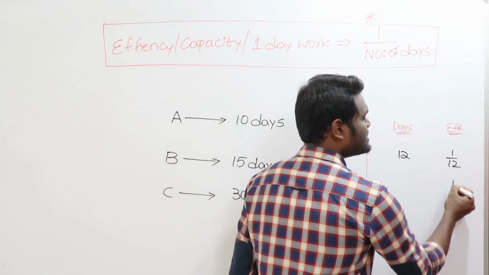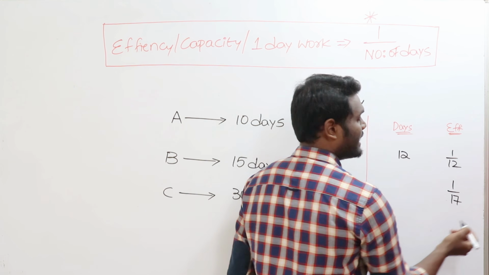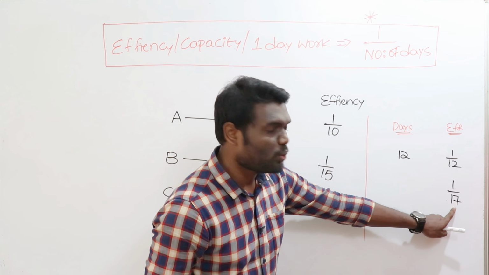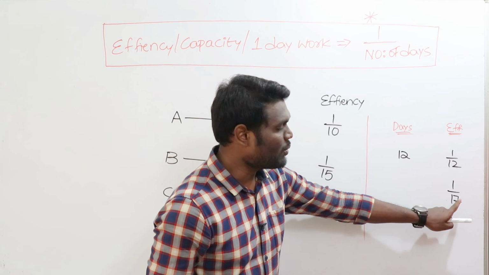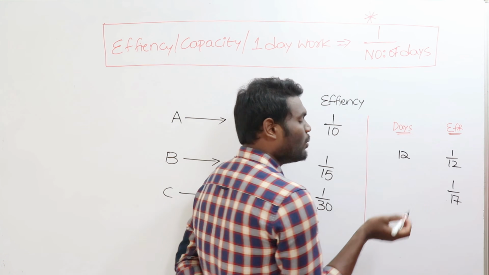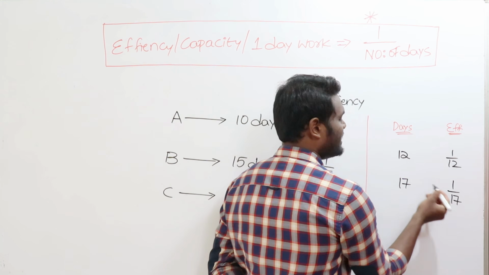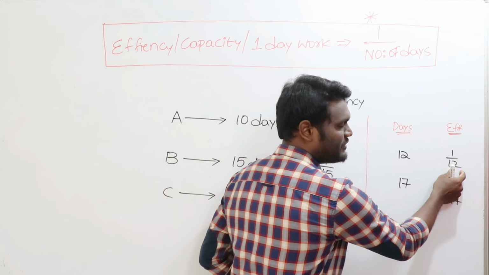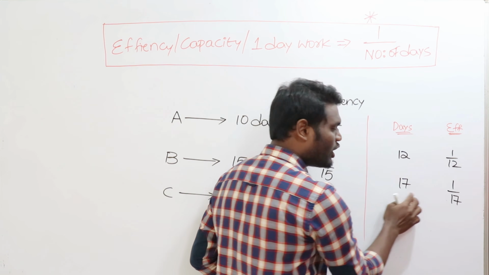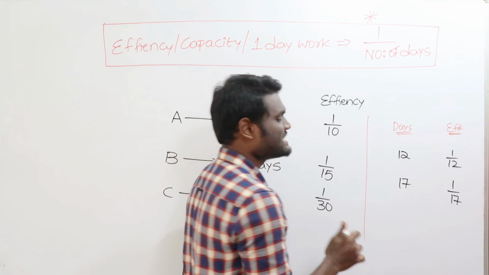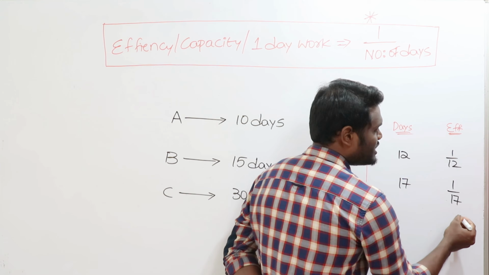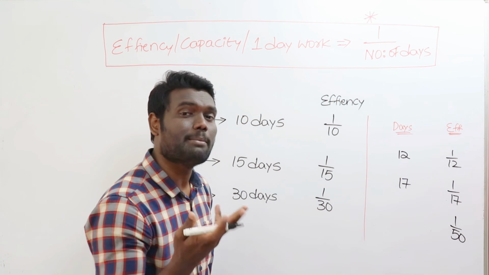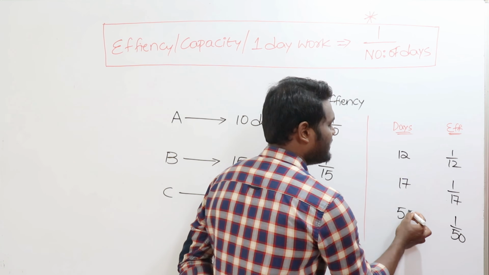Let us say the efficiency of the person is 1/17. Efficiency is nothing but 1 day work. In 1 day he can do 1/17. Now what is the total number of days? 17 days, which means if you know the number of days, automatically you can say efficiency. If you know efficiency, automatically you can say the number of days. Let us say the efficiency of a person is 1/50. Then the number of days will be 50 days.